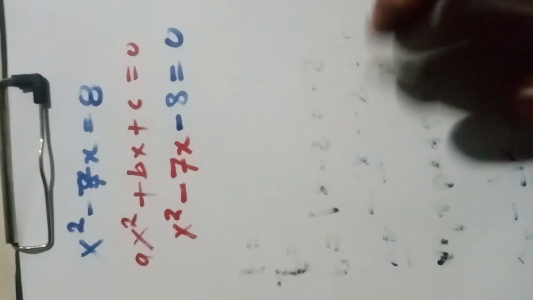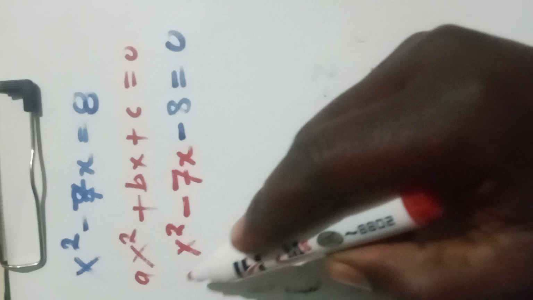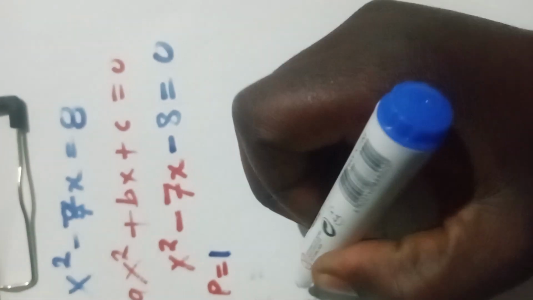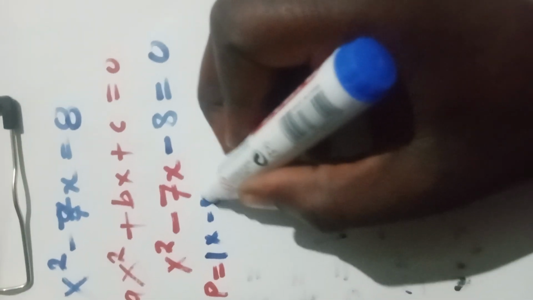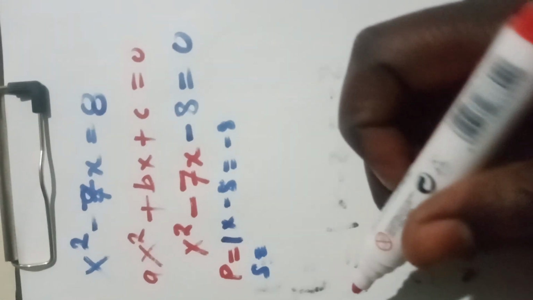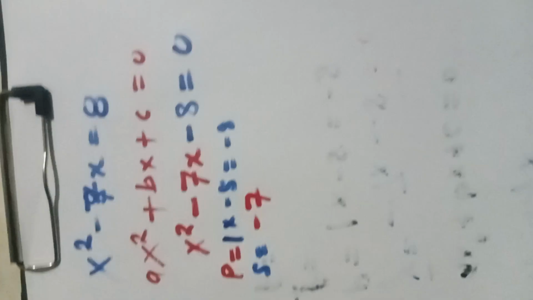So now here what we're going to do is we're going to find first the product, right? And how do we get the product? You discover that the product is gotten by multiplying the coefficient of x squared and also the constant. So we have p for product, which is 1 times negative 8, right? We have negative 8, like that. Then we find the sum. Okay, so what's the sum there? The sum is the coefficient of x, which is negative 7, right?